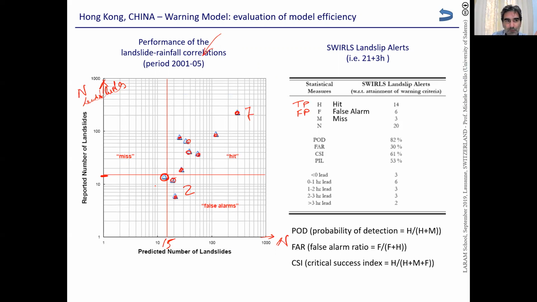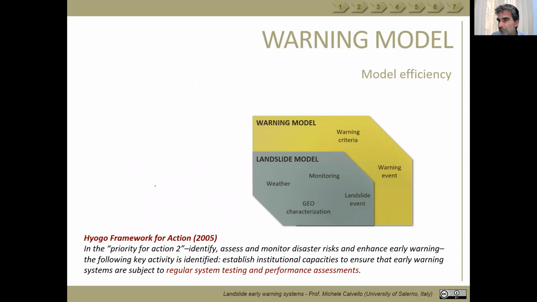All right, I guess the 4 examples are over. I put those slides for you there, and I commented on them because I wanted to show you real cases and talk about the different aspects of the landslide warning systems in operational settings.